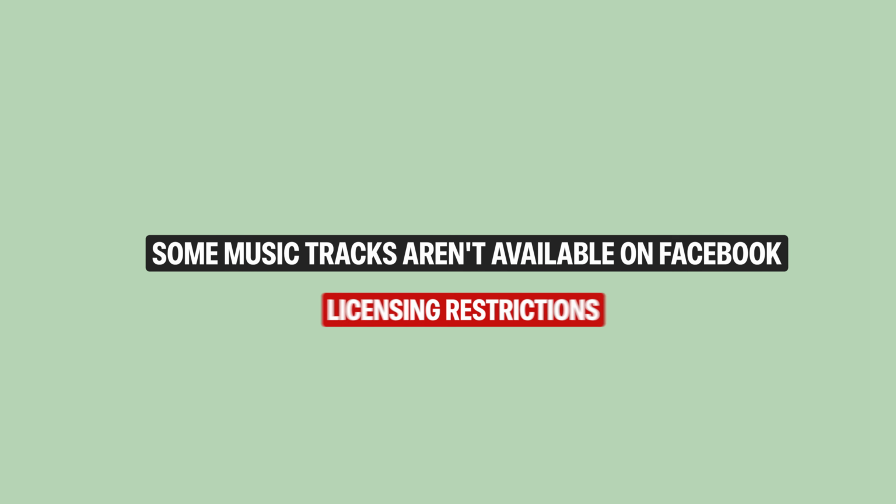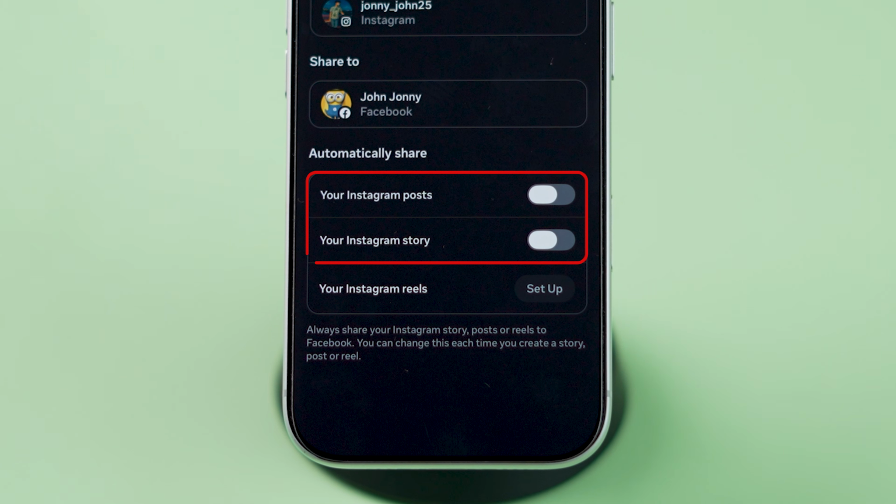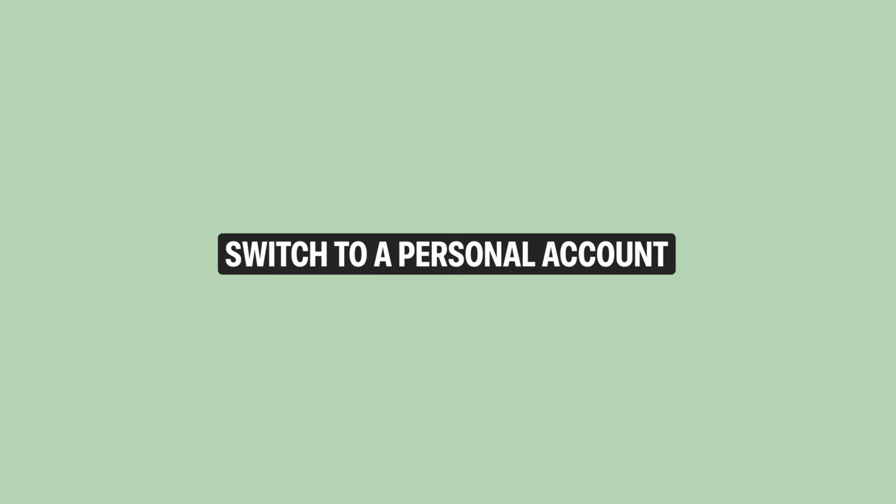Some music tracks aren't available on Facebook because of licensing restrictions. Turning this off may allow more songs to appear on Instagram. Switch to a personal account.